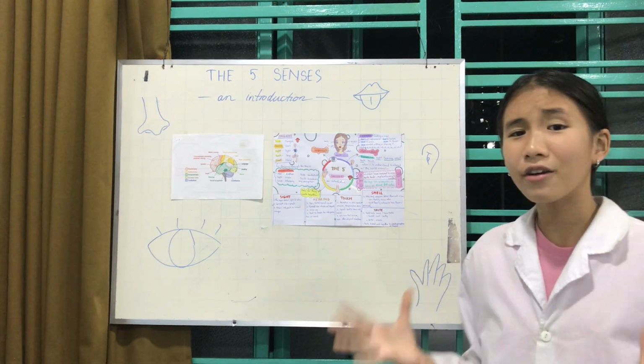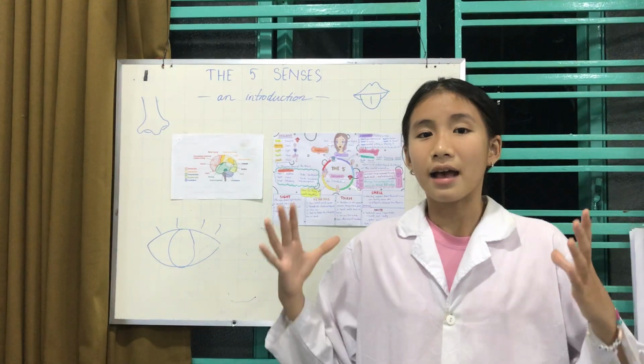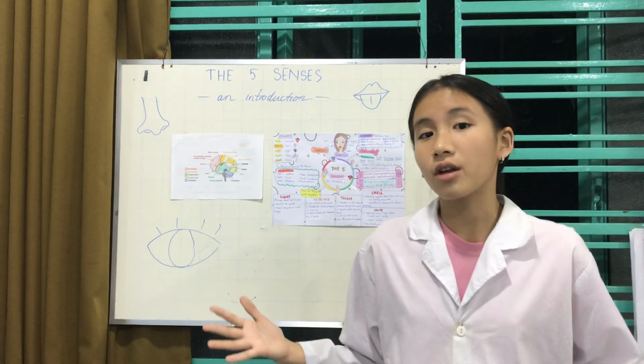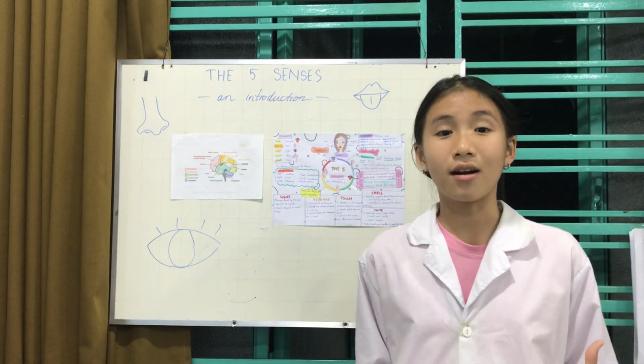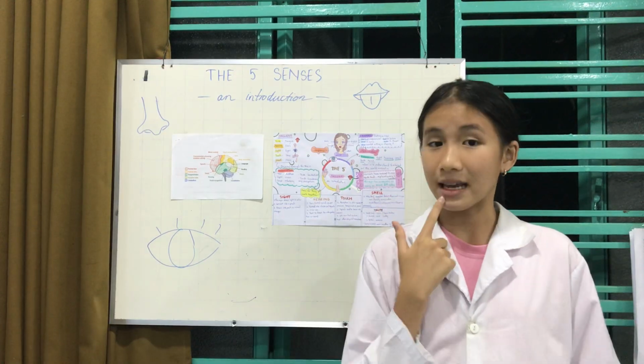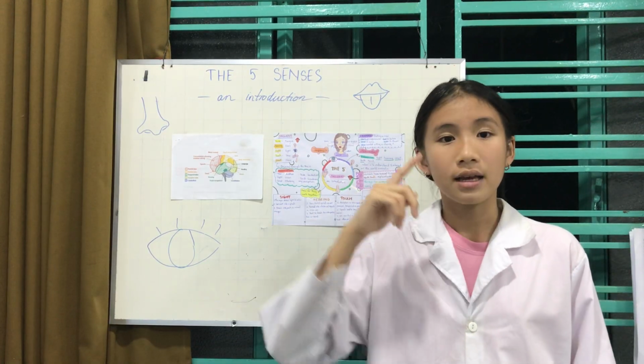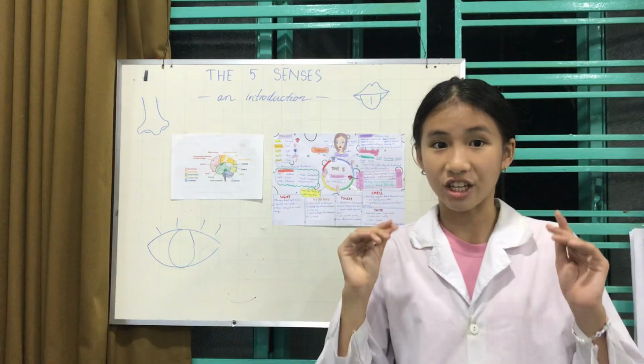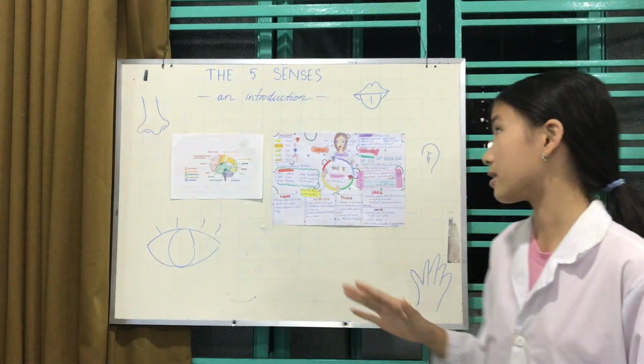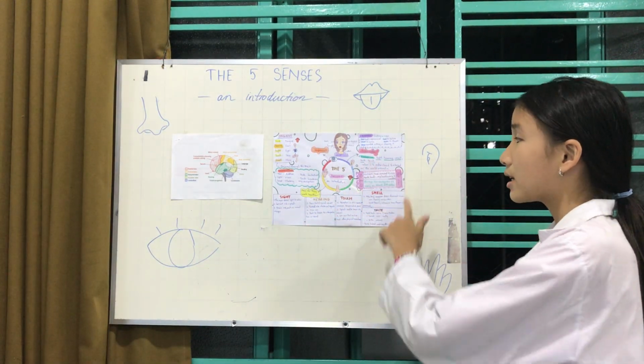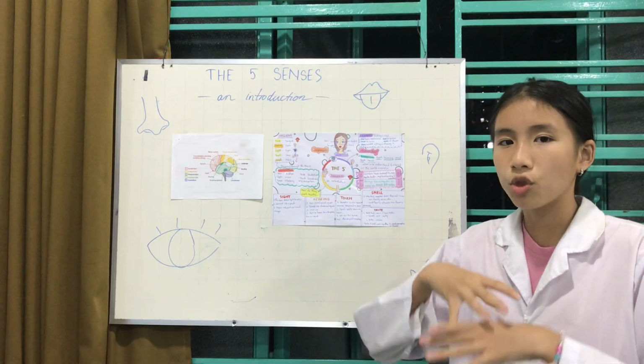Well, there are 5 basic senses, and I think that all of you know by now what the 5 senses are. It is hearing, tasting, smelling, seeing, and touching. So those are the 5 senses. It allows us to understand and interact with the world around us.